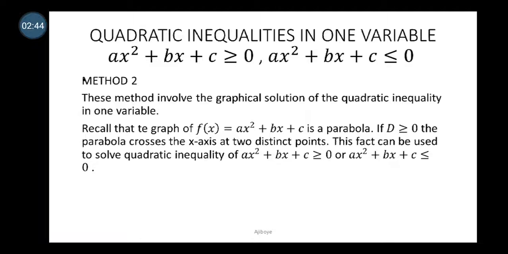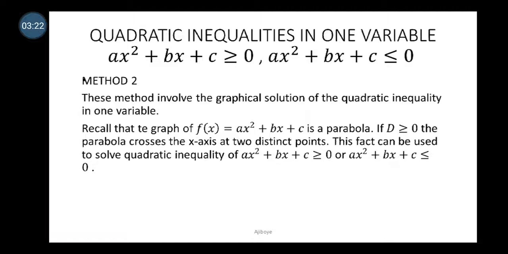So the method 2, that is the second method. We have looked at the first method in the previous lesson. This method involves the graphical solution of the quadratic inequality in one variable. So what we are saying now is that we are going to display the solution on a graph, and from there pick our solution set that satisfies the inequality. I'll say that again. We will express the solution on a graph, and then from the graph we'll pick our solution set, the range of values that satisfy the inequality.